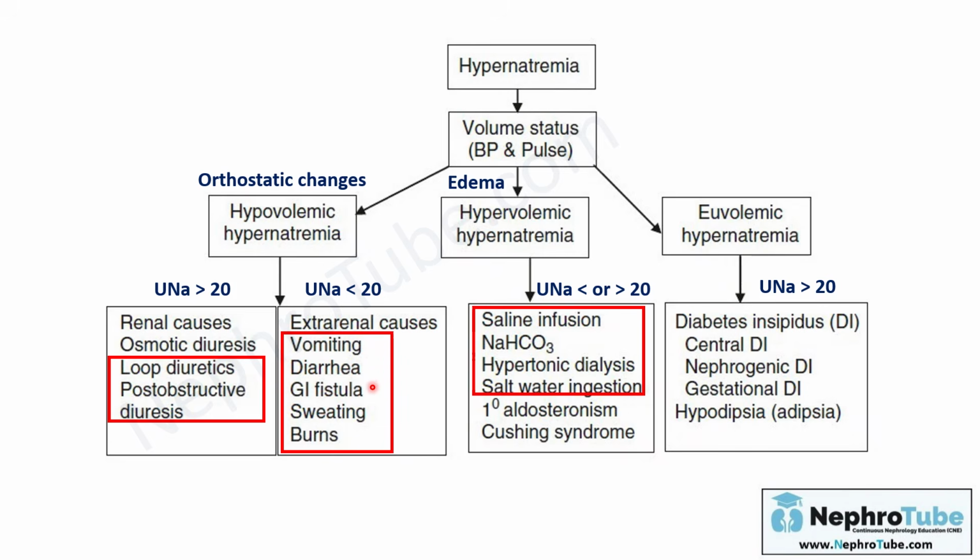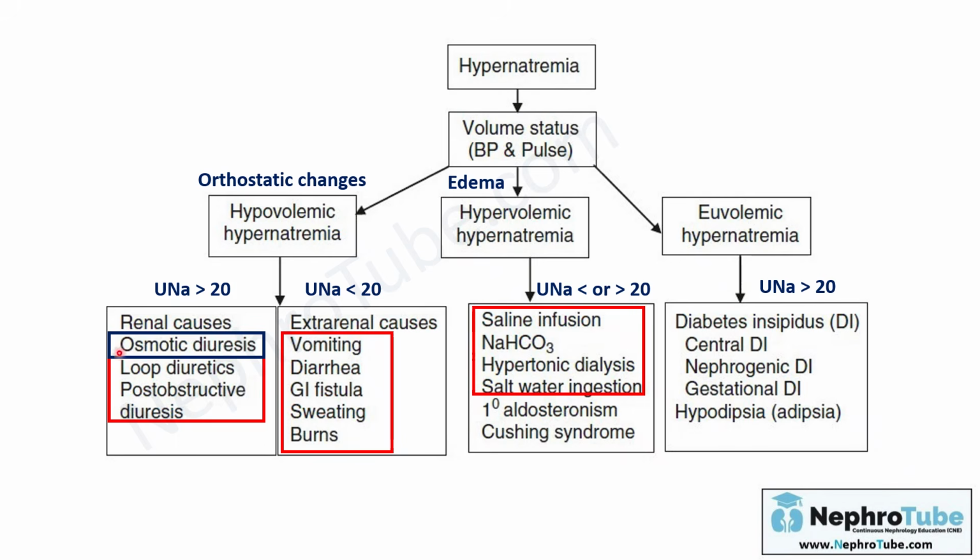Vomiting, diarrhea, the possibility of GIT fistula, excessive sweating, burns, saline infusion, intake of sodium bicarbonate or hypertonic dialysis. This is not common, hypertonic dialysis or salt water ingestion. These are not common, but all of these can be excluded just by history. So now we have some causes of hypernatremia that may need to go more deep through investigations to diagnose the cause.